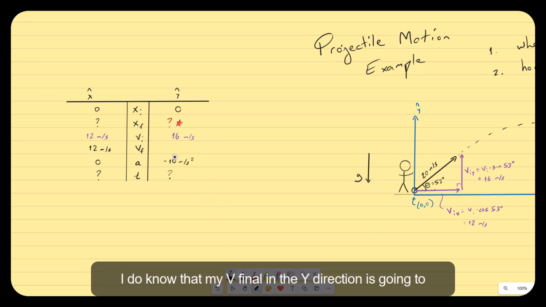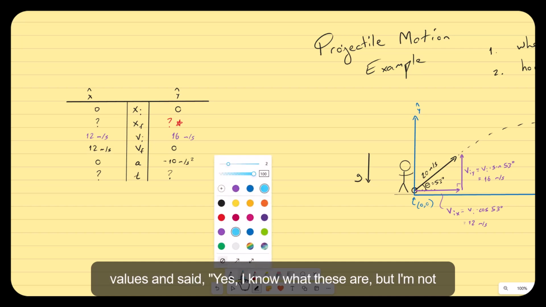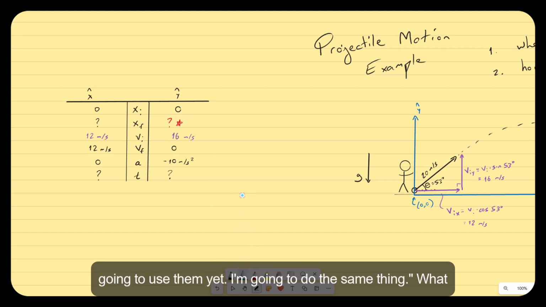I do know that my v final in the y direction is going to be 0. Vertically, if it's positive, I'm still moving up. If it's negative, I was moving up at some point. I'm coming down from somewhere higher. So it's got to be 0 at that maximum height. Now, just like before, where I gave you some different values and said, yes, I know what these are, but I'm not going to use them yet, I'm going to do the same thing here.